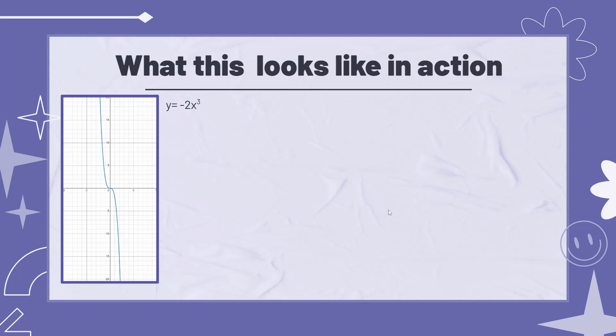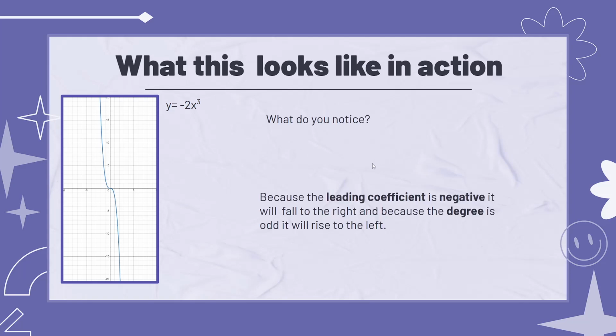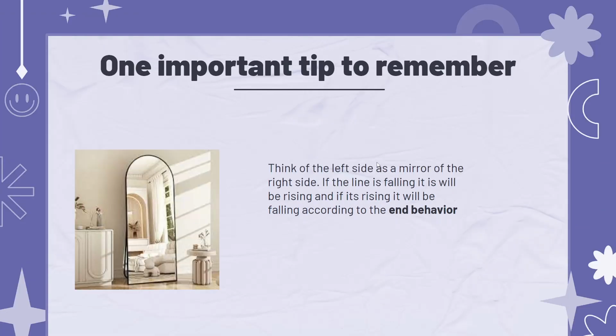What do you notice about this function and graph? y equals negative 2x to the third. Well, I noticed that it falls to the right and rises to the left because the leading coefficient is negative and the degree is odd.